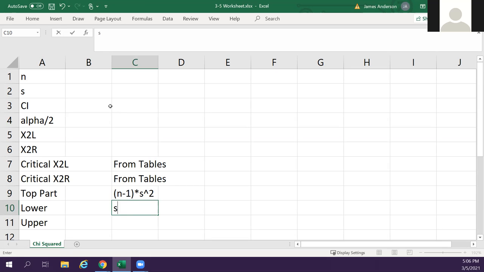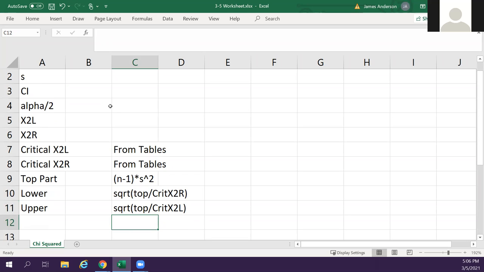And the bottom part would be the square root of n minus one, square root of top part divided by critical x to r. And this would be square root of top or x to left. It's how you find all this stuff.